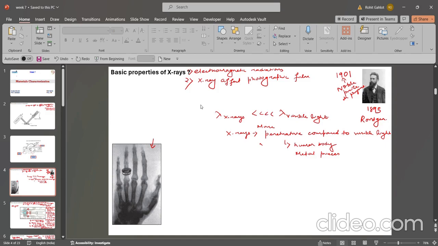So the three things that are important: the first one is that these are electromagnetic radiations, and these affect photographic films, and their wavelength is much lesser than visible light, and X-rays penetrate more compared to visible light. Therefore, they are used for detecting bone failure and other details.